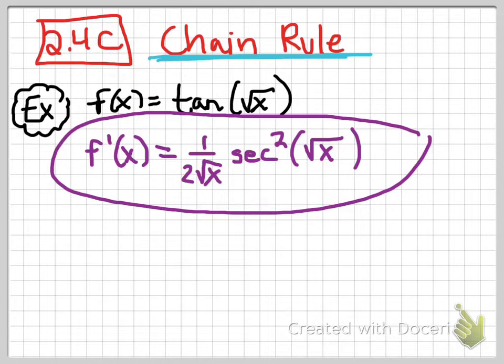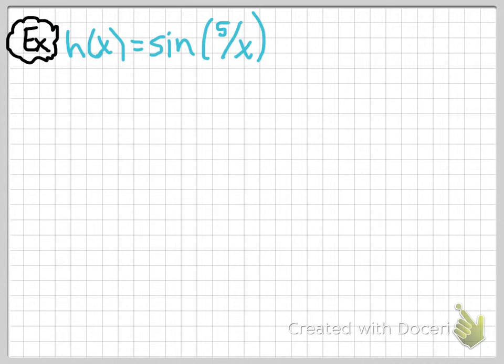So I have one for you guys to try. Derive this: h of x equals the sine of 5 over x. Go ahead and pause the video and derive that and see if you can do it right.